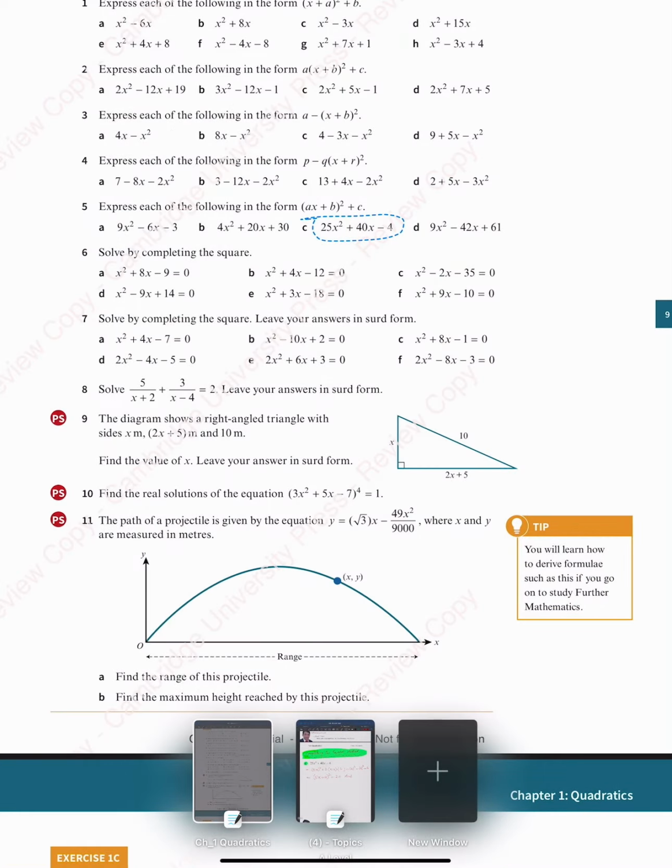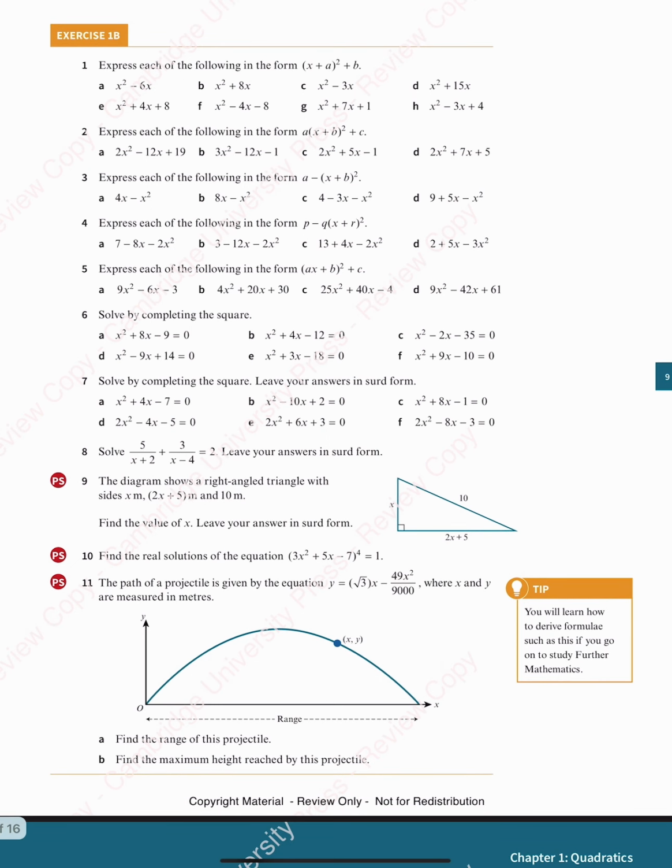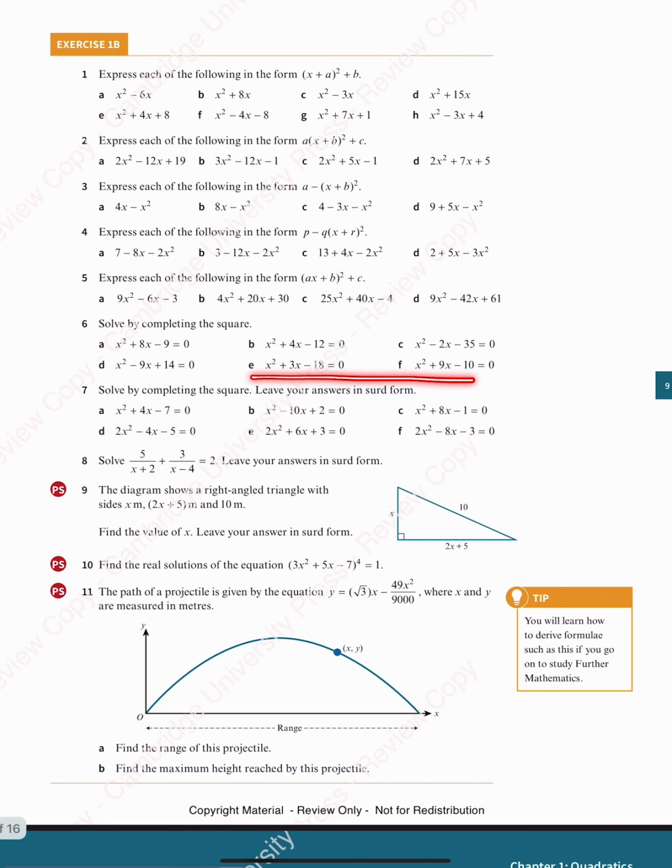let's go back to the exercise 1b. Next question is, so all these questions are the same. So what you have to do, you have to change it into, question number 5. We have done question number 5. So we have to change it into 3x whole square, 2x whole square, and 3x whole square, and we'll change it into squared form.